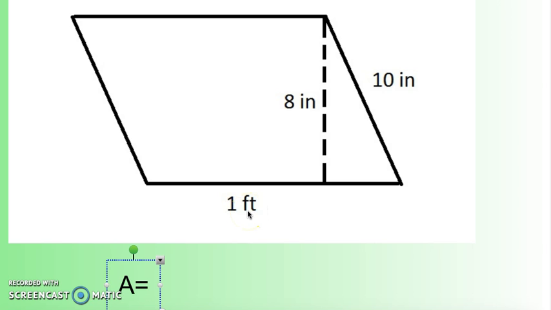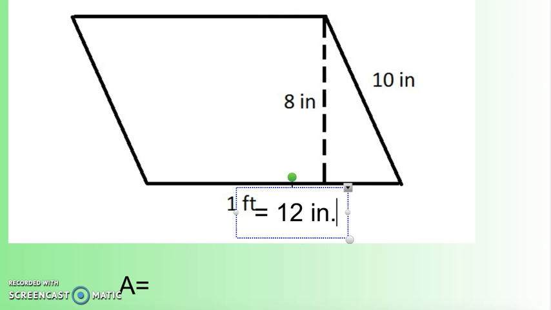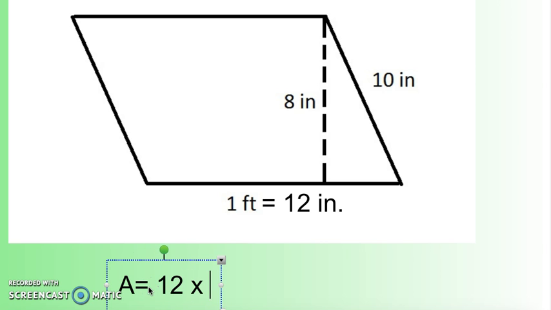Well, there's only one of them. And I think it would be easier in this case to change the feet to inches, because how many inches are in 1 foot? 1 foot is 12 inches. So it's pretty easy to change that one to inches. So I think let's do that. Now we actually have a base. So let's put 12 times.